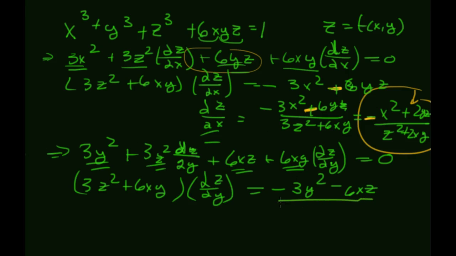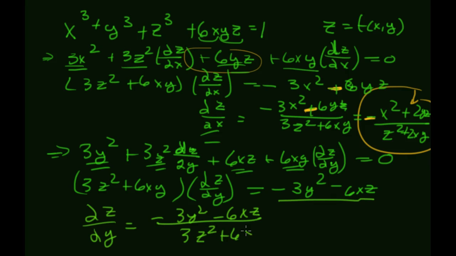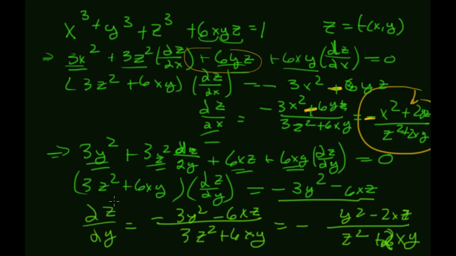All right, let's look at this again. So we brought these two over. So now we just do some division here, right? dz dy should be this, negative 3y squared minus 6xz over 3z squared plus 6xy. Pull the negative outside out front, divide everything by 3. Gives me y squared minus 2xz over z squared plus 2xy. Right, and that one is the partial with respect to y.